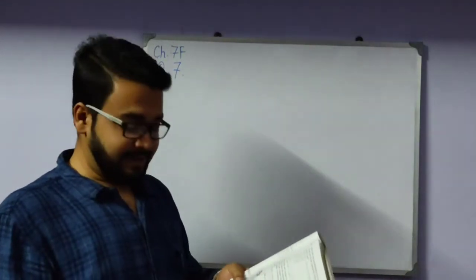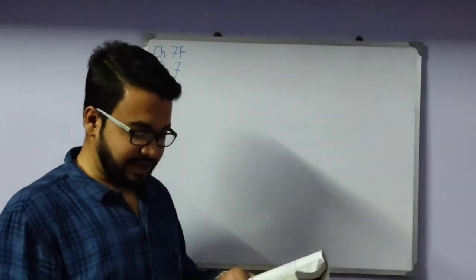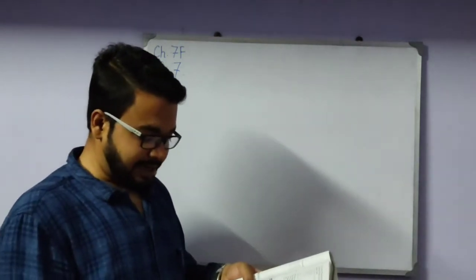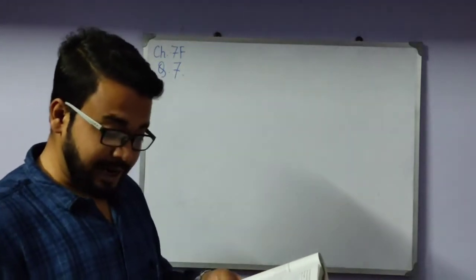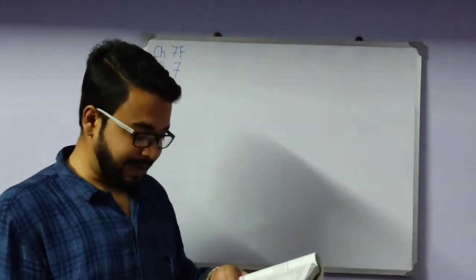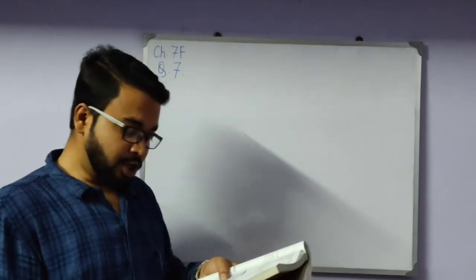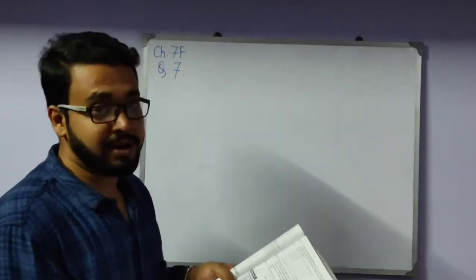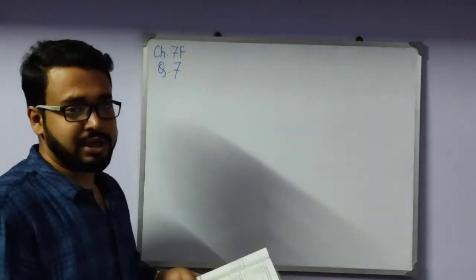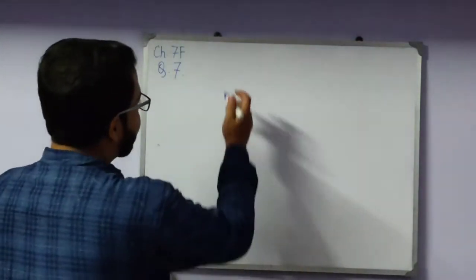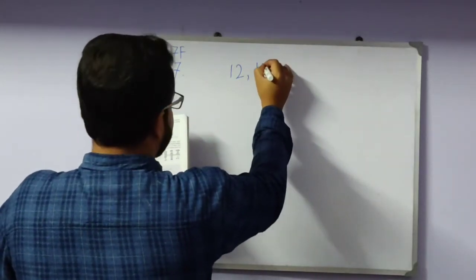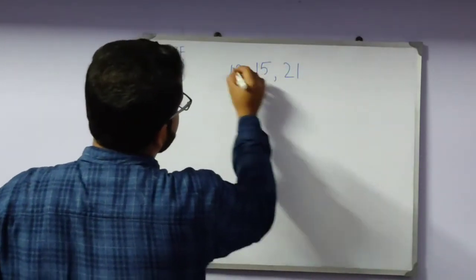3 brands A, B, C of biscuits are available in packets. If a shopkeeper wants to buy an equal number of biscuits of each brand, what is the minimum number of packets of each brand he should buy? So here also there is a hint, the minimum number. So we have to find out the LCM of 12, 15 and 21.